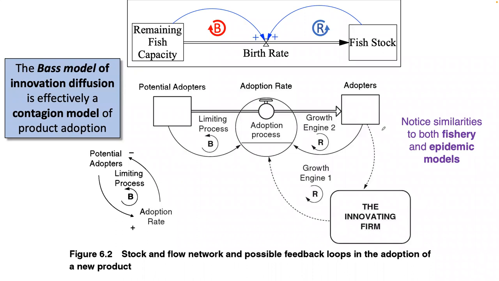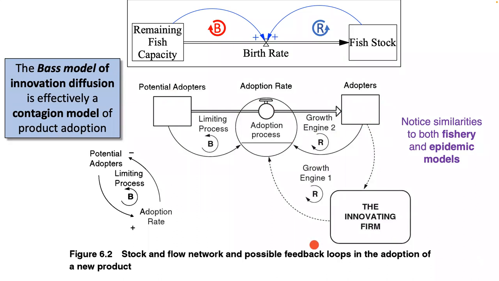It is effectively, although in some ways a population growth model, sort of viewed as a contagion process. They really thought of this as an adaptation of an SIR model or an SI model, where you've got potential adopters, those who are susceptible to infection, and adopters, those who are actually infected with the product. The process of adoption is in part the process of adopters finding potential adopters and convincing them to adopt. And so that's one of our growth engines.